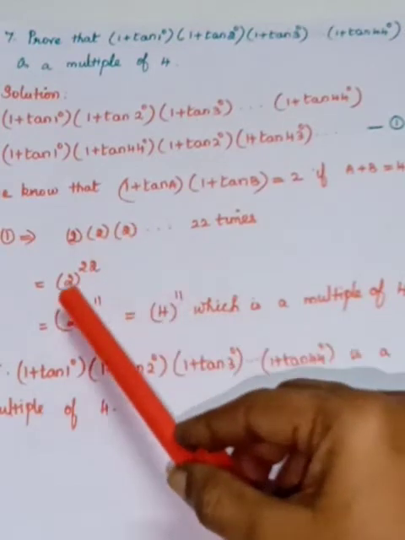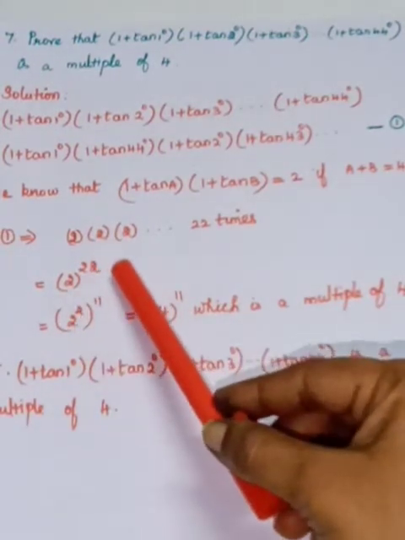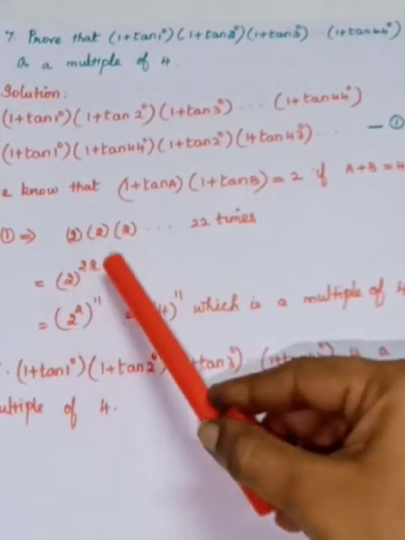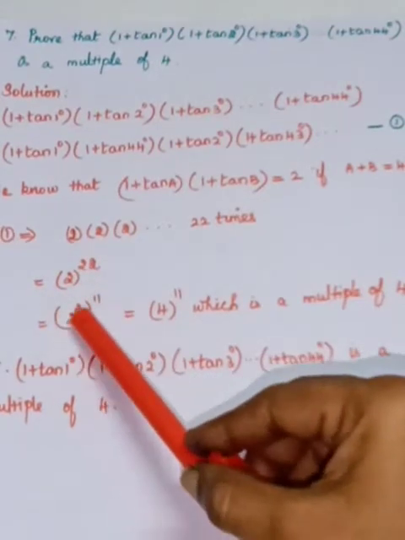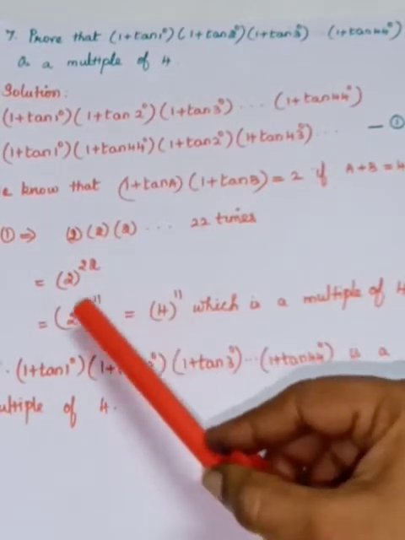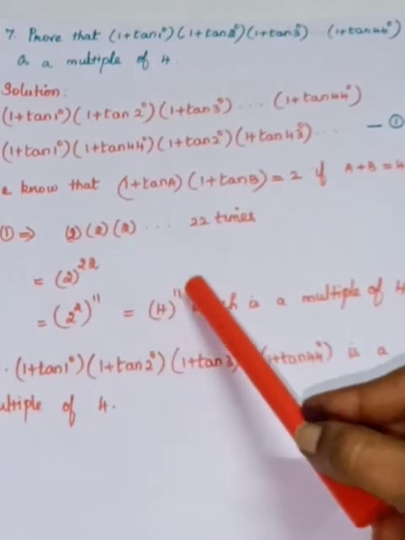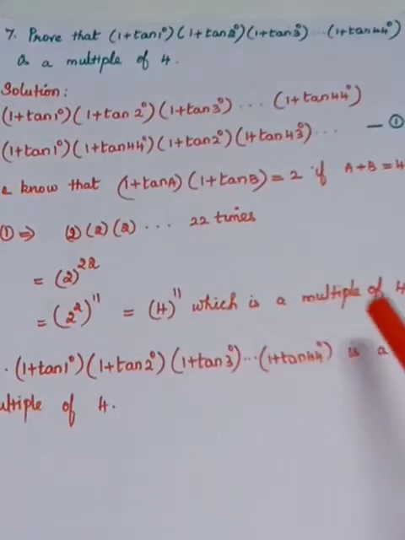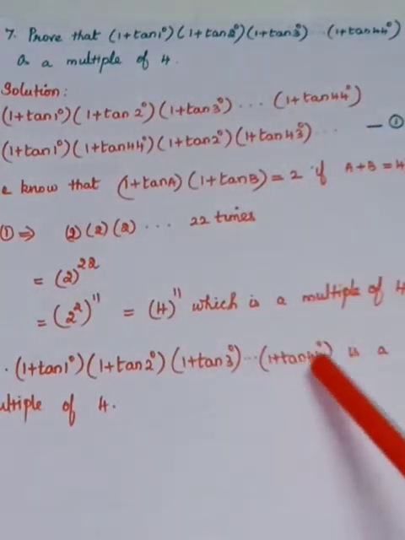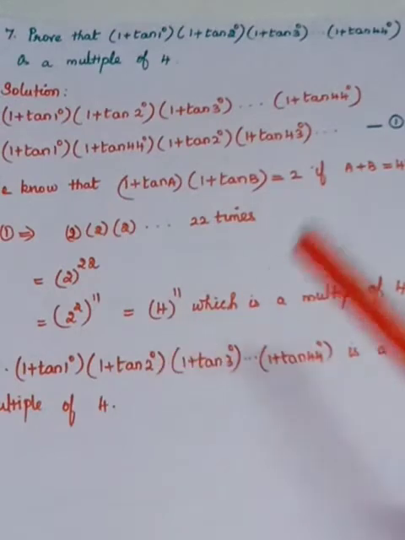So that can be written as 2 power 22. Okay. So 2 power 22 can be written as (2 squared) the whole power 11. What is 2 squared? That is 4. 4 to the power 11 definitely is a multiple of 4. So the product of the given terms is a multiple of 4.